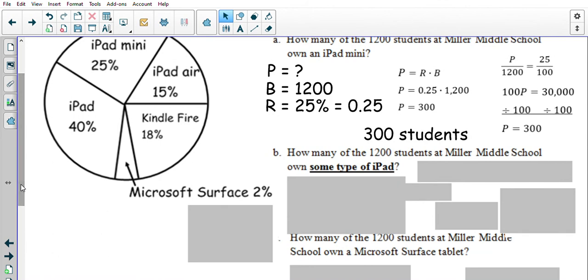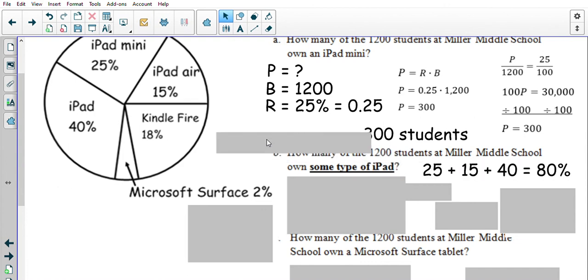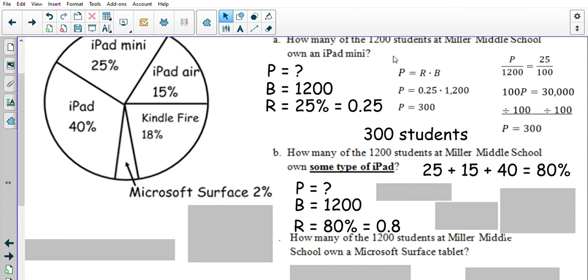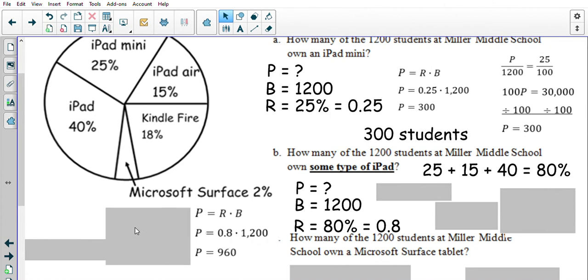Letter B. How many of the 1,200 students at Miller Middle School own some type of iPad? Well, that includes the iPad, iPad mini, and iPad Air, which is 40 plus 25 plus 15%, or 80% of students. So in this question, P is our unknown, B is 1,200, and R is 80%, or 0.8. So the percent equation is actually over here. P equals R times B is 0.8 times 1,200.